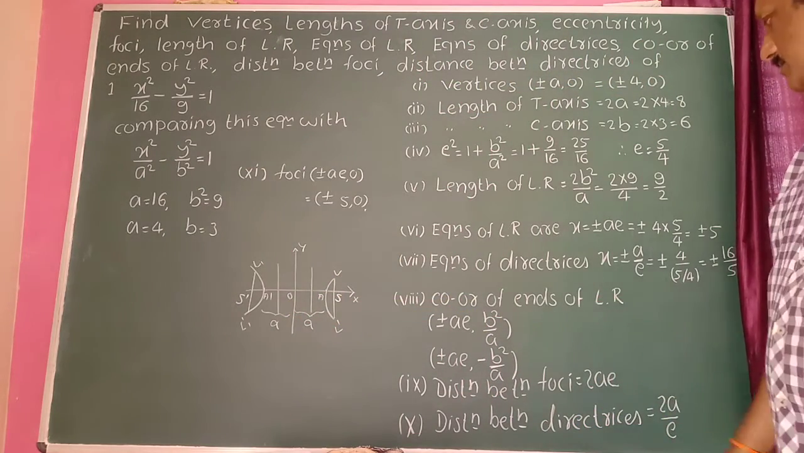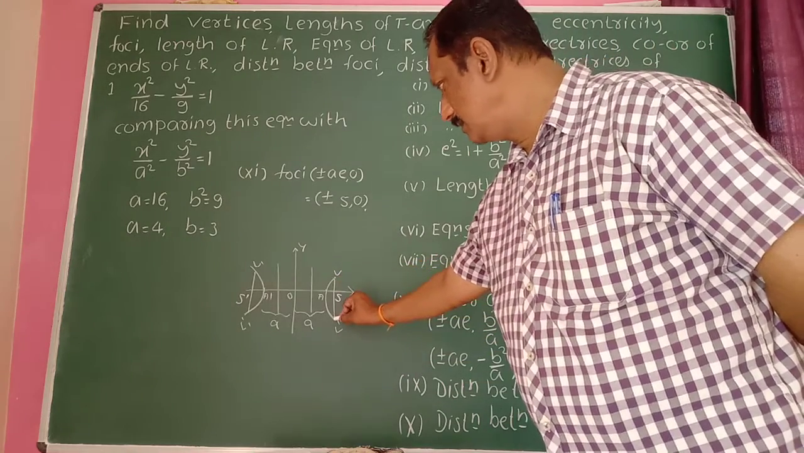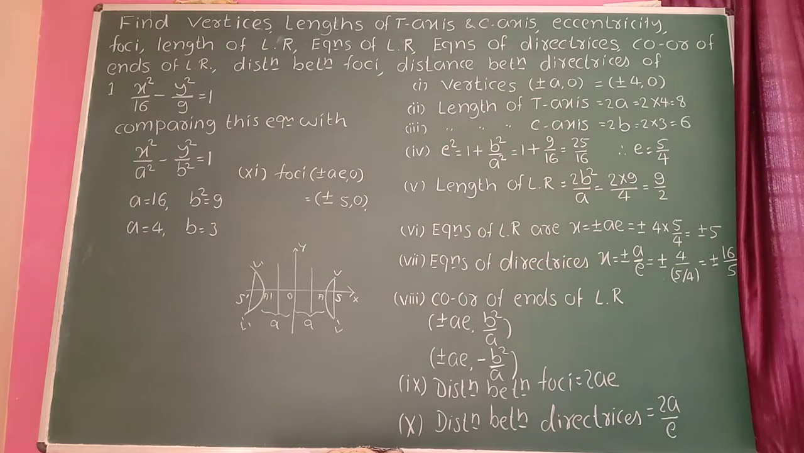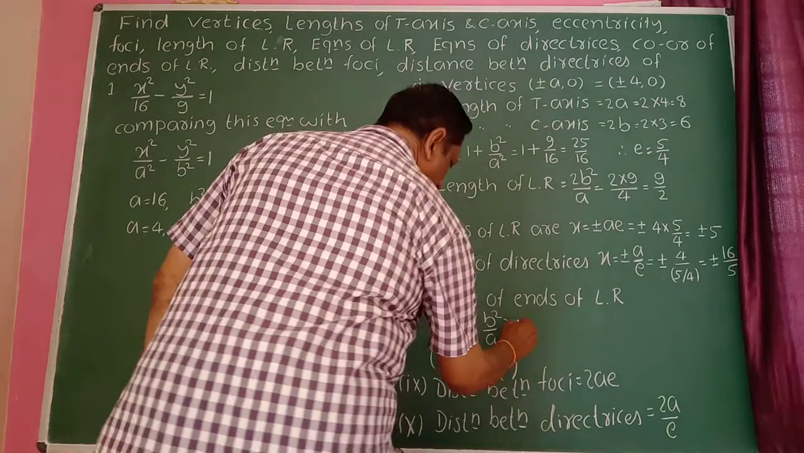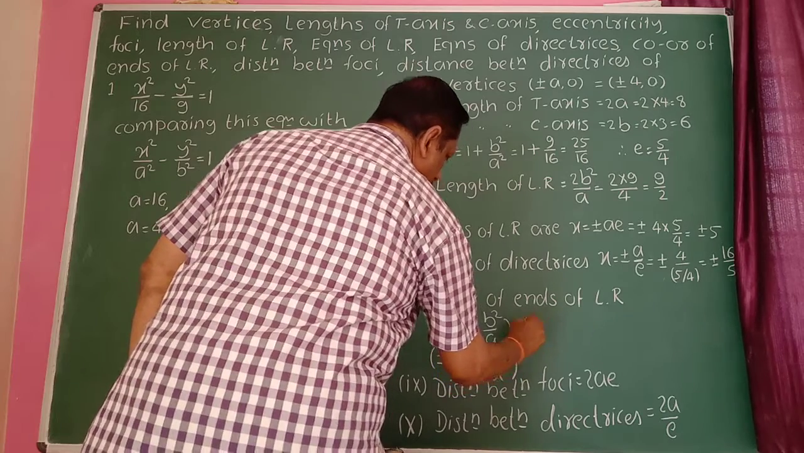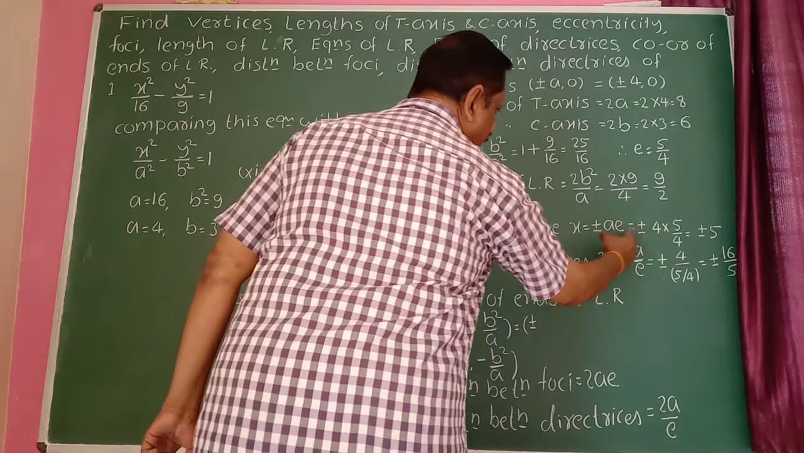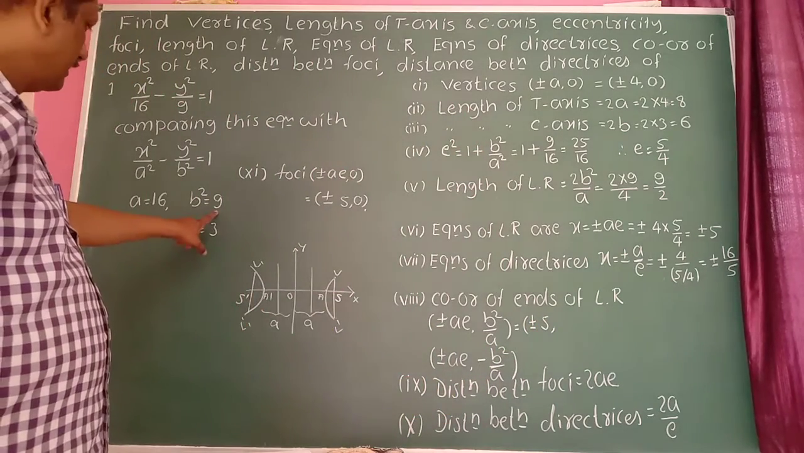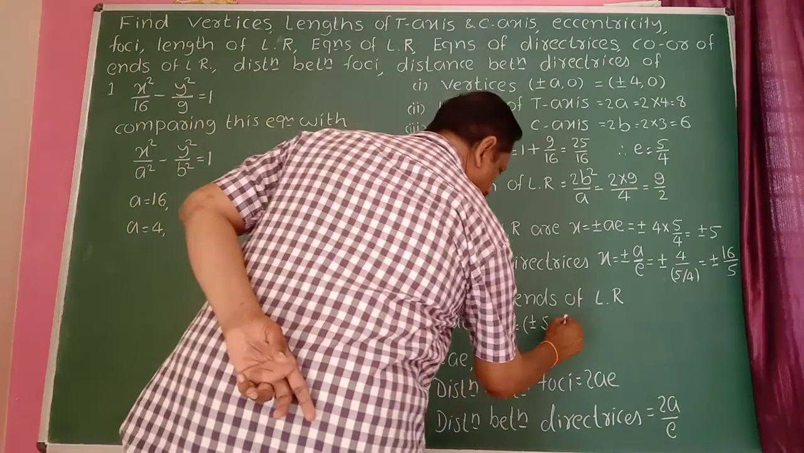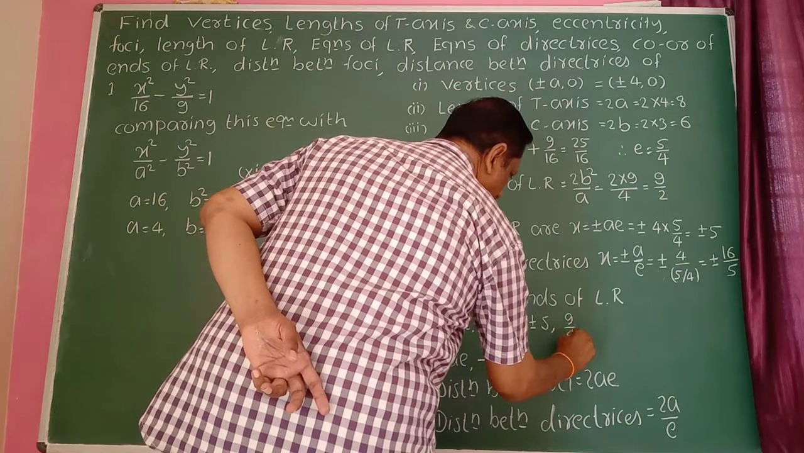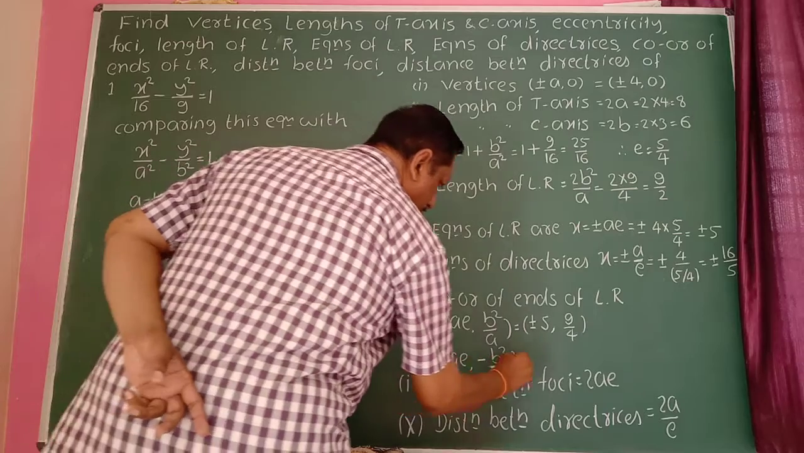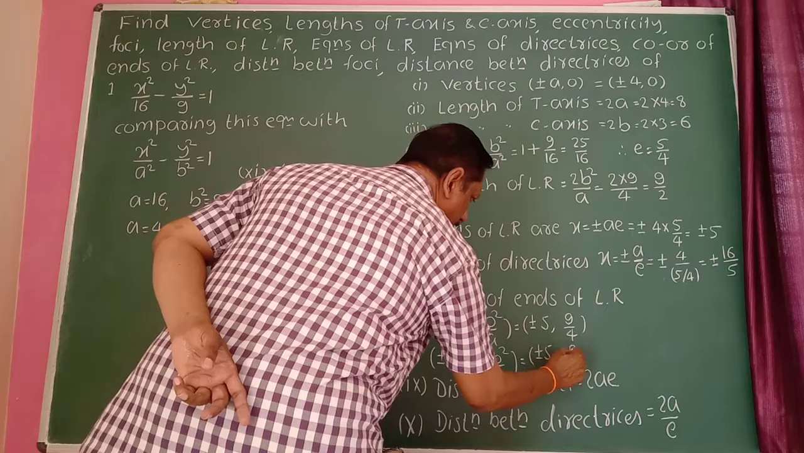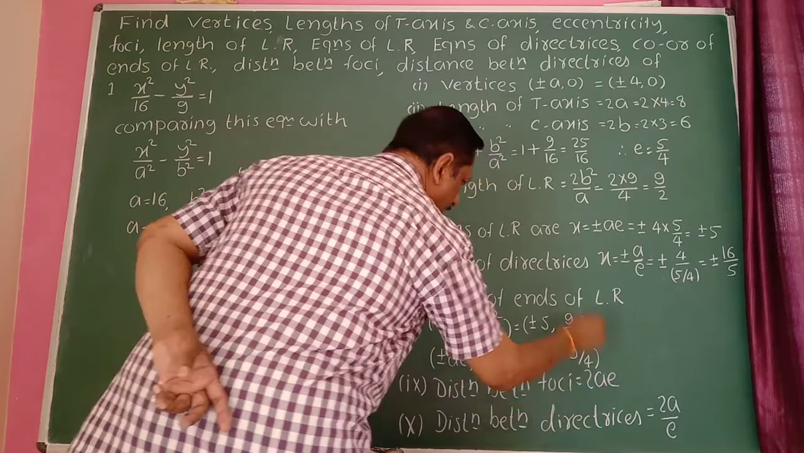Then the coordinates of ends of latus rectum: L, L dash, L1, L1 dash. These are the ends of the latera recta. Therefore, plus or minus a into e, and you know a into e is 5. So write here 5 comma b square value 9 divided by a value 4, so 9 by 4. Similarly, here plus or minus 5 comma minus 9 divided by 4.